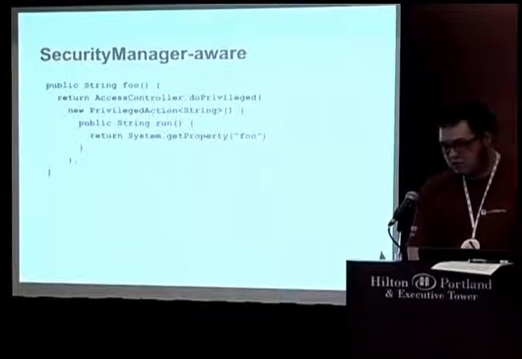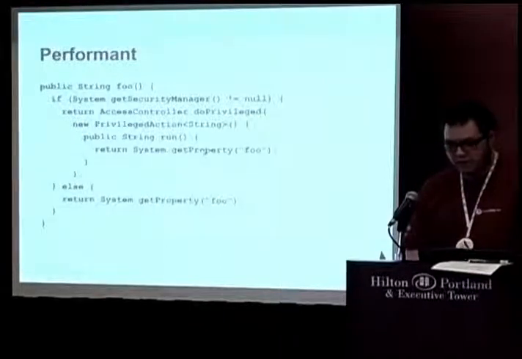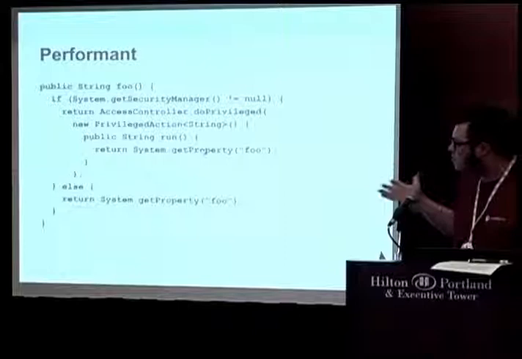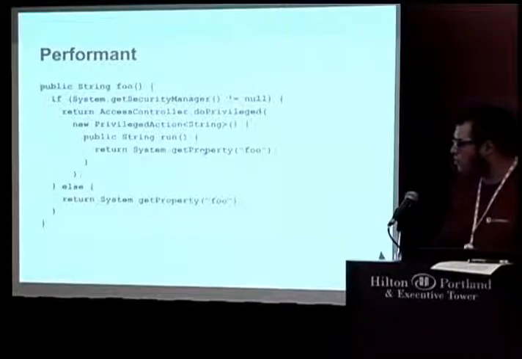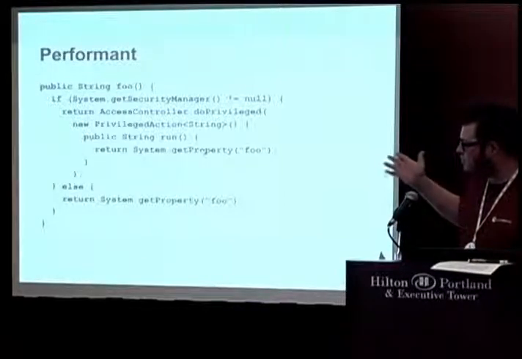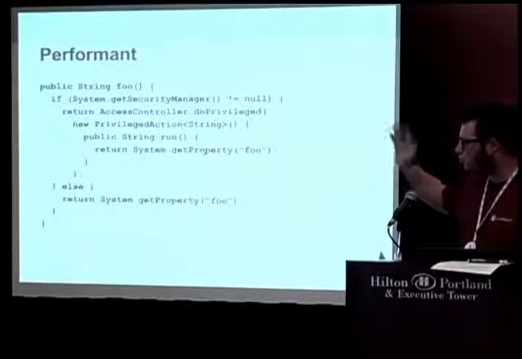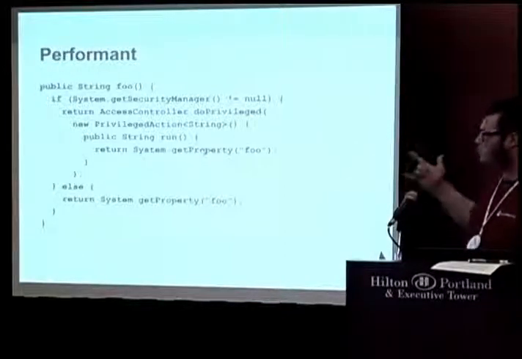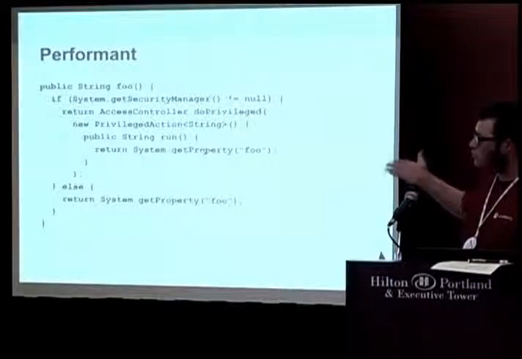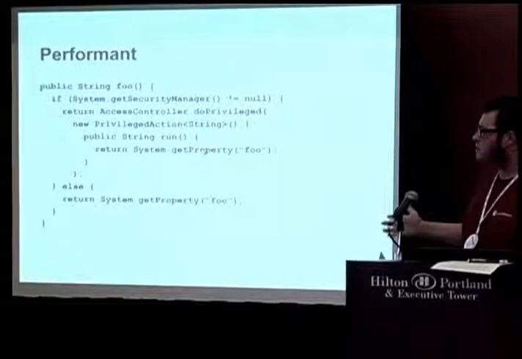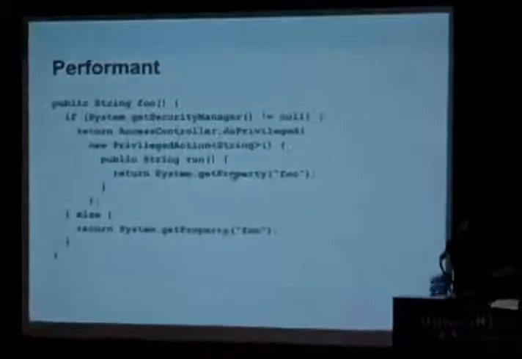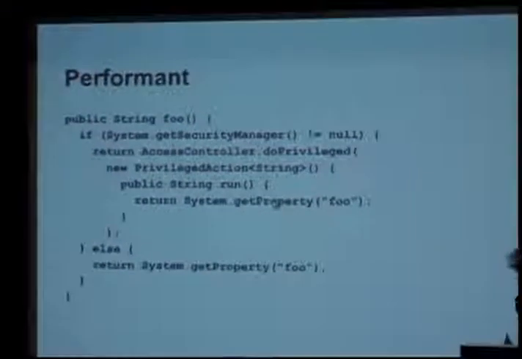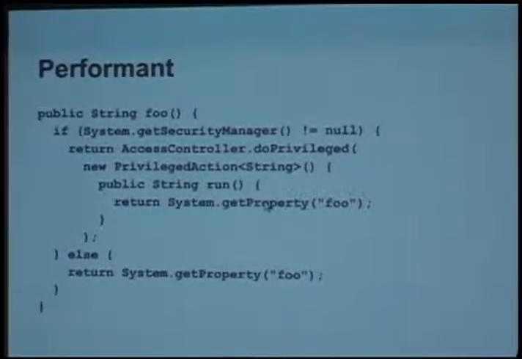So the next thing that people usually go to from that point is to do runtime checks of whether there's a security manager enabled, and either do the access controller version of the same code or drop out to the naive version of the code. Now we can see that we already have duplication of code here, and when you multiply this by however many methods you're going to be writing throughout your code base that do this same thing, you can see it starts to get very cumbersome very quickly. So that's the motivation for the idea of the Privilizer.